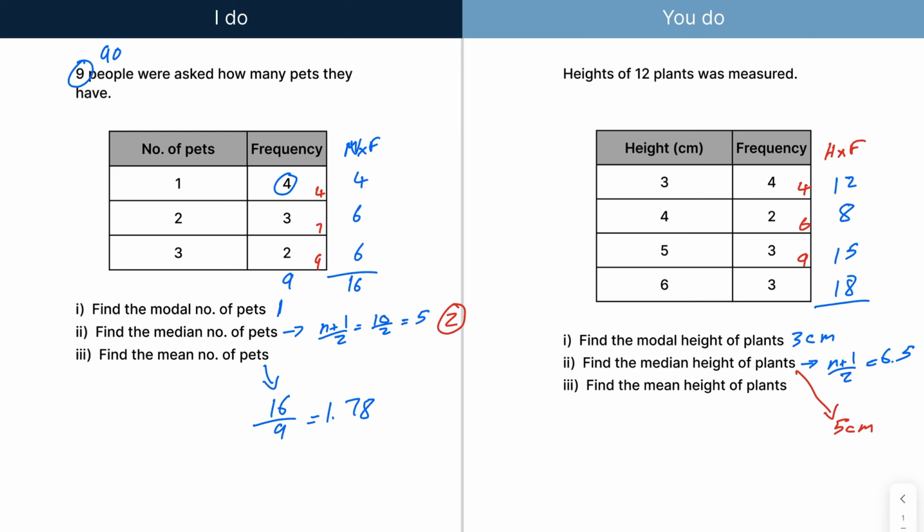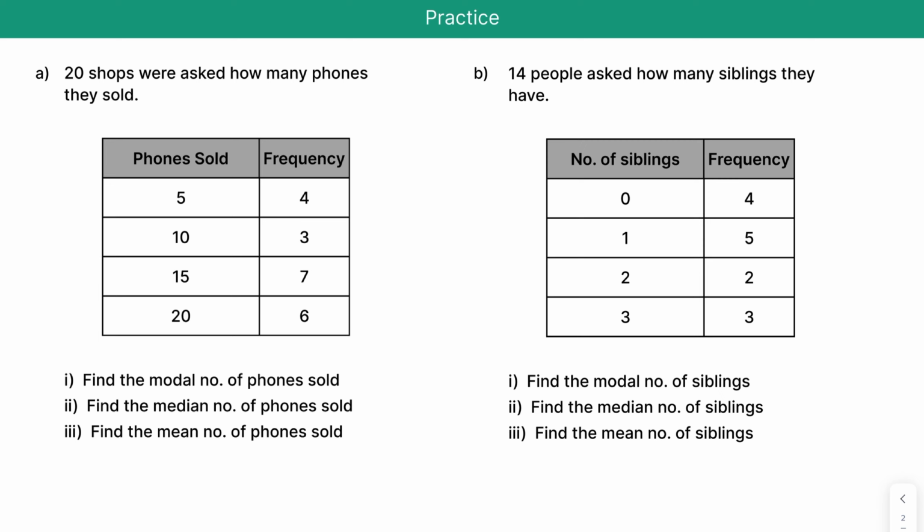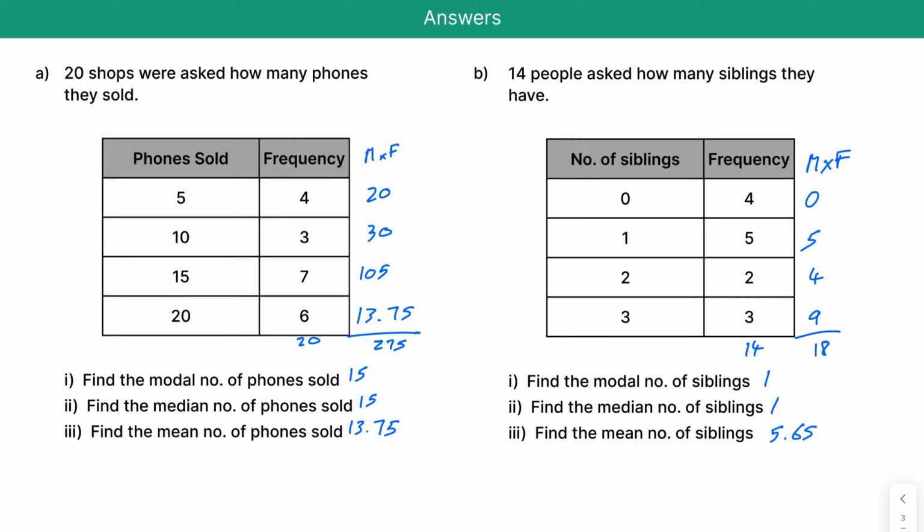So if I add all of this together, that gives me 12 plus 8 plus 15 plus 18. That gives me 53. And we know there's 12 plants altogether. So we're just going to do 53 divided by 12 to get a mean, which is 4.42. Okay. So here's some practice questions. Press pause and have a go. Here are the answers. Mark your work.